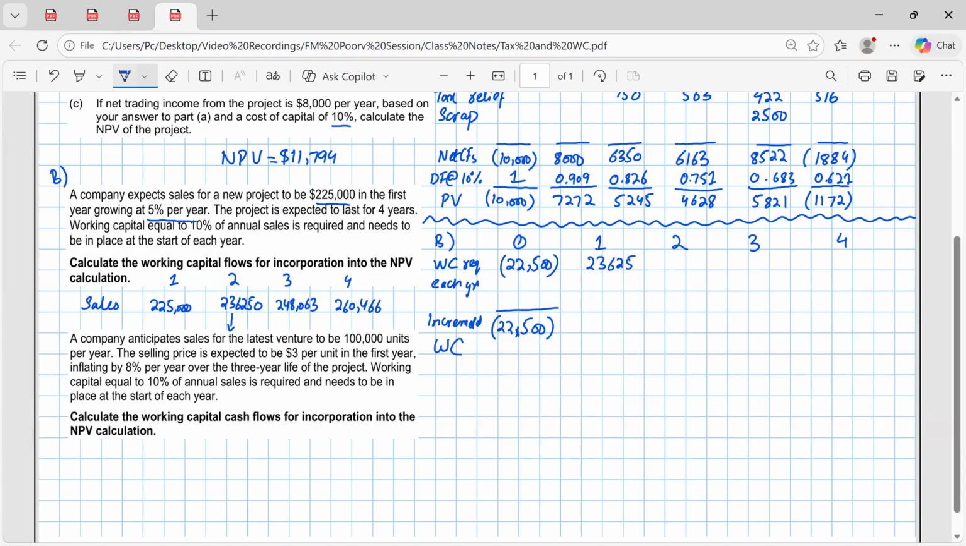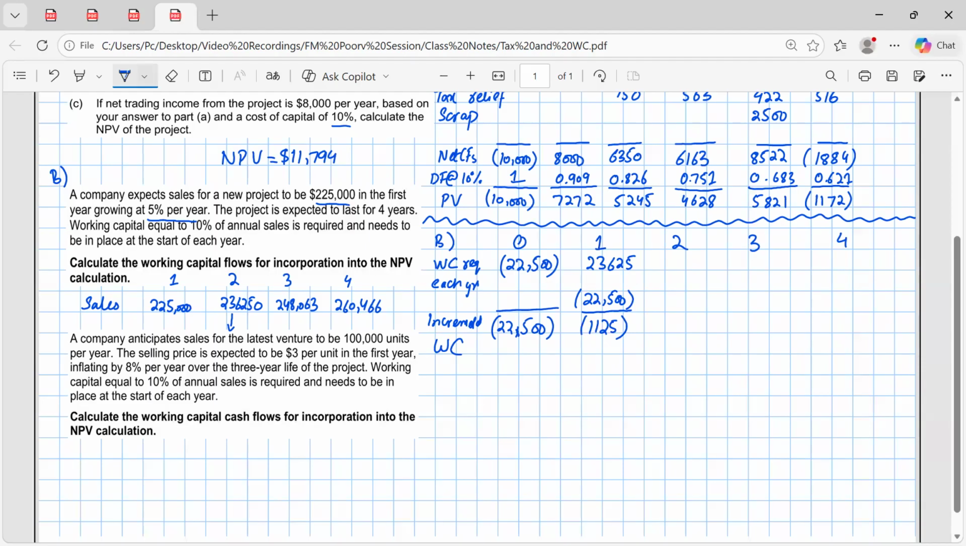Okay. And how much of the working capital will you recover in year one? 22,500. Yes. So it means that the previous year's amount you get in this year, and the additional is what you need to spend. So what is the incremental additional that you need to invest? 23,625 minus 22,500, 1,125. I will show it in brackets, Purav, because that is the additional that I need to put. That is the cash outflow, right? That I need to invest.